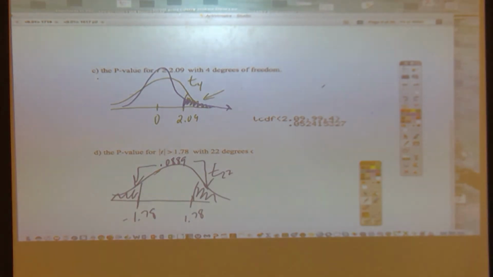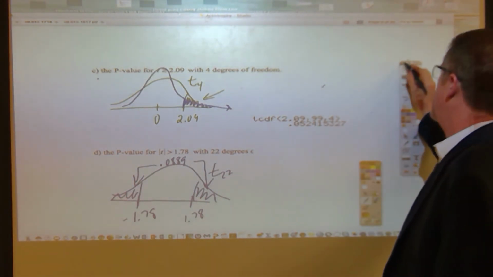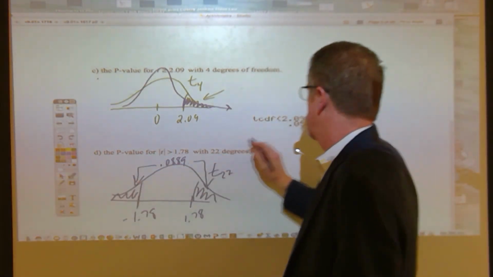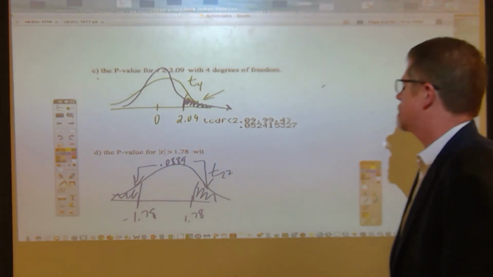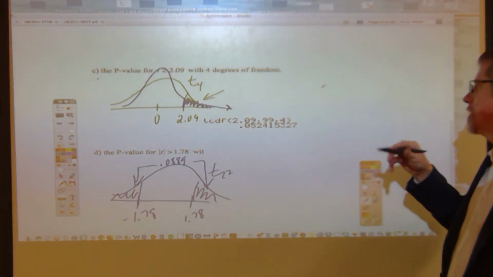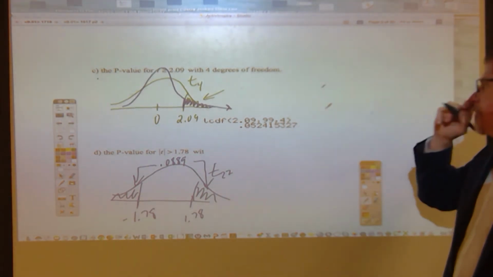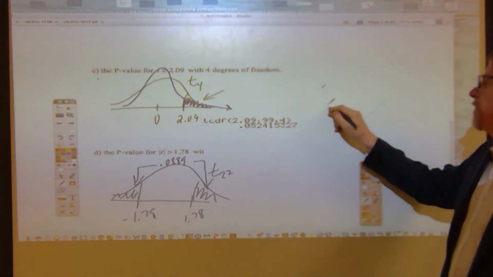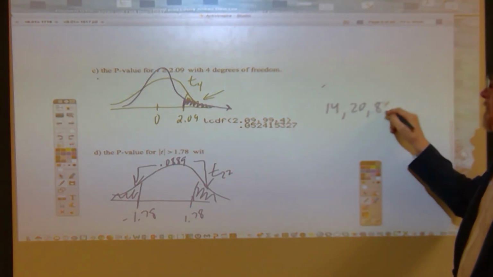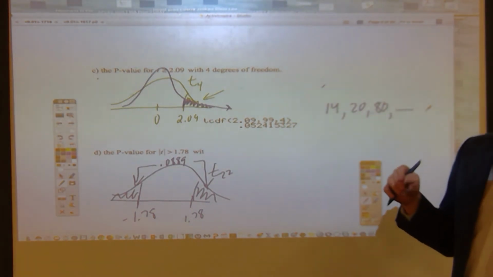Caleb. What is the degree of freedom? Like, why do we do n minus 1? Yeah, so the question is, why do we use n minus 1? One way to explain degrees of freedom is, suppose you want to get 4 numbers that average 10. And suppose I give you the first 3 numbers, 14, 20, 80, and something else, and I want the average to be 10.